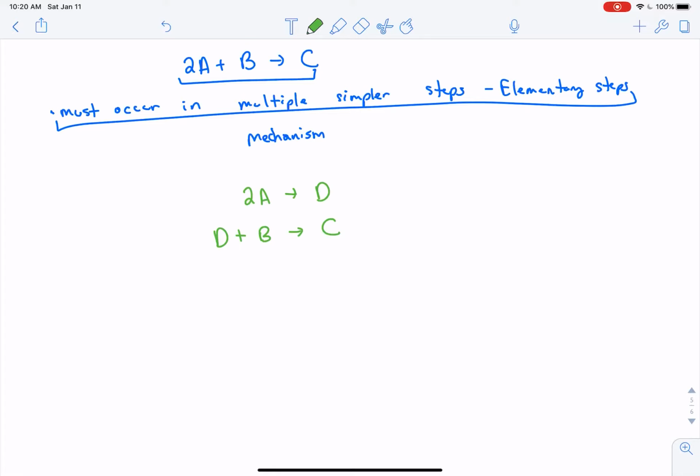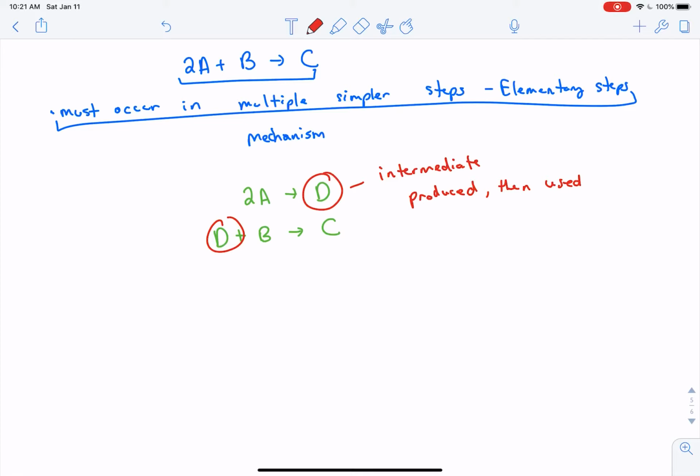And in this scenario, D is known as an intermediate, okay? An intermediate is any substance that is produced and then used up, so therefore it has no net impact on the reaction. So an intermediate is produced, then used. So it won't appear in the overall reaction.